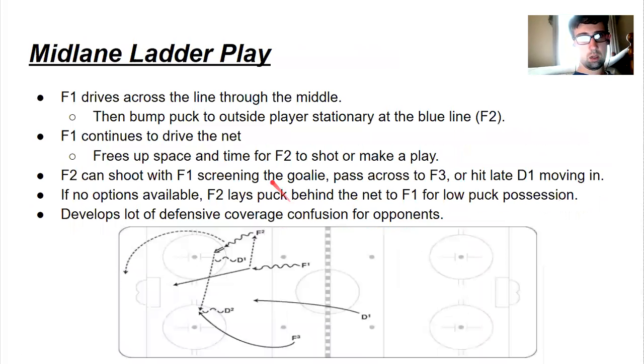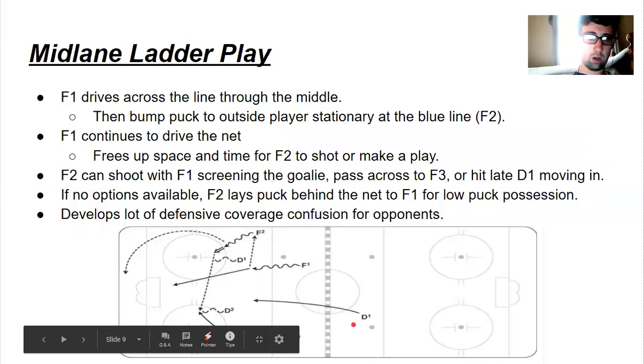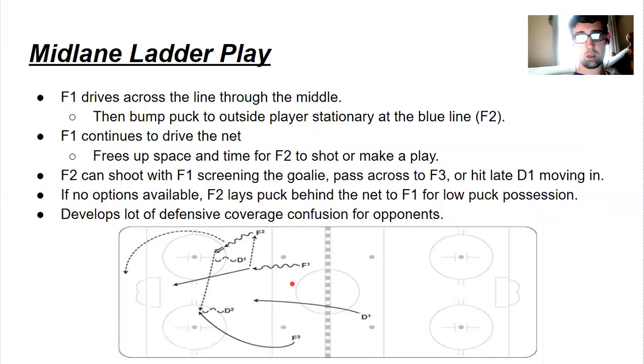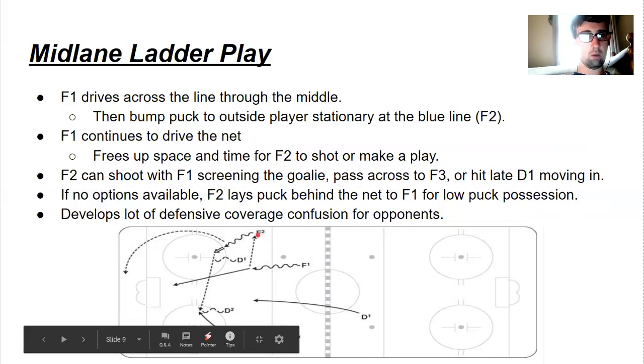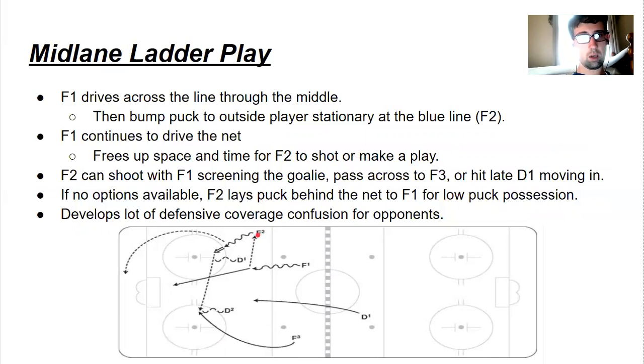Midlane ladder play. F1, forward 1, drives across the line through the middle. So F1 here drives across the line, which would be right here, through the middle, which is right in this area, and bumps it, puck to outside player stationary at the blue line, F2, which would be up here, stationary. F1 continues to drive the net.